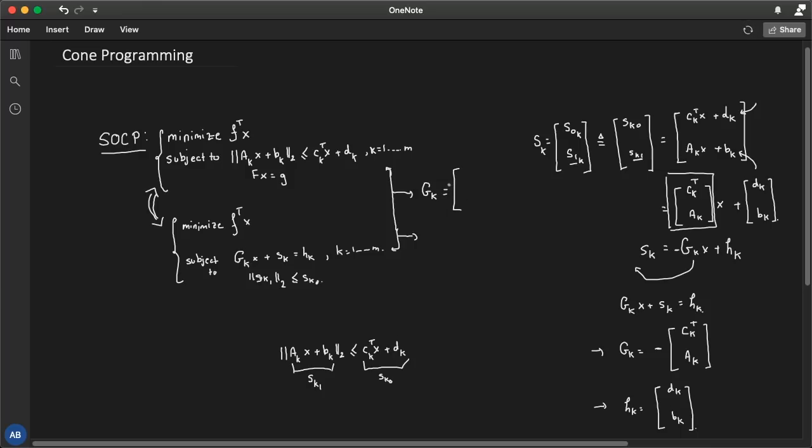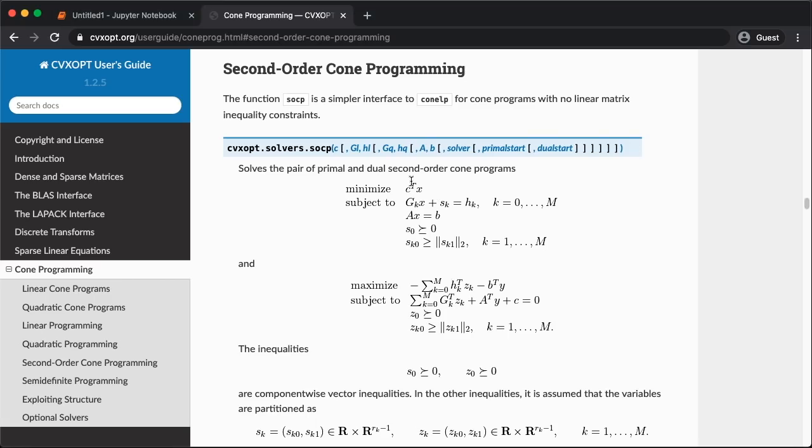First off, the Gk, which is minus Ck transpose and Ak, right? And the hk is your dk and bk, right? And now, once you do this change of bases or change of parameters, you can now solve your second order cone program using SOCP's CVXOPT.